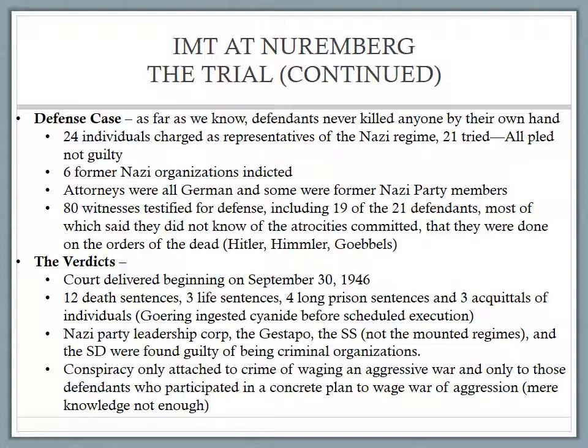The court began delivering its verdicts on September 30th, 1946. They included 12 death sentences, 3 life sentences, 4 long prison sentences, and 3 acquittals of individuals. As is well known, Hermann Goering ingested cyanide before his scheduled execution to escape public execution. The Nazi Party leadership corps, the Gestapo, the SS, and the SD were all found guilty of being criminal organizations, and that 4th crime of conspiracy that the charter gave the tribunal competency to issue judgments on.